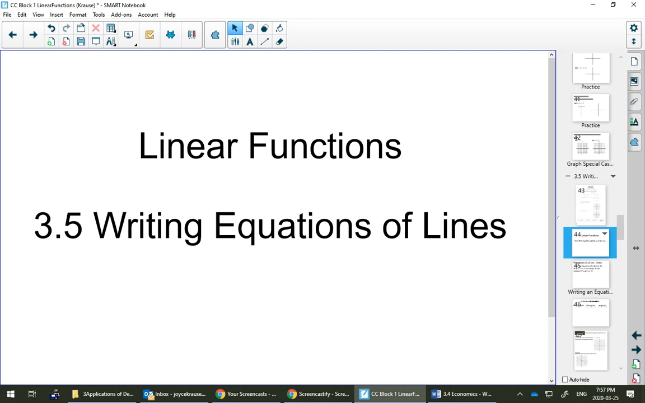Right, welcome back. Today we're going to be looking at a lesson on writing equations of lines. And this is where we're going to take everything that we've learned in this unit and put it all together.